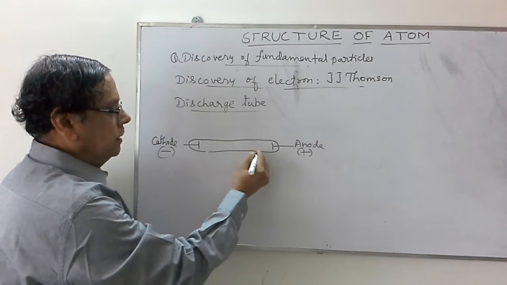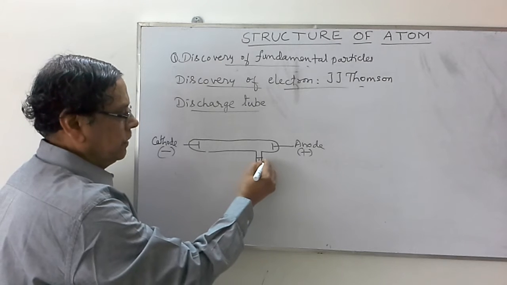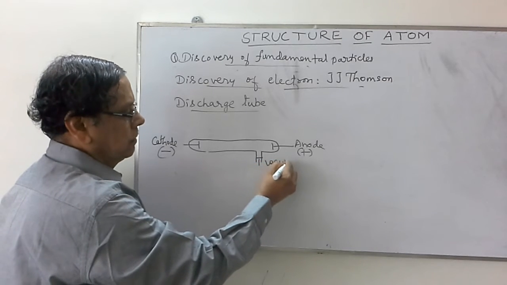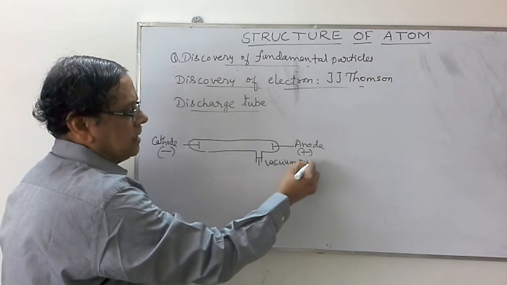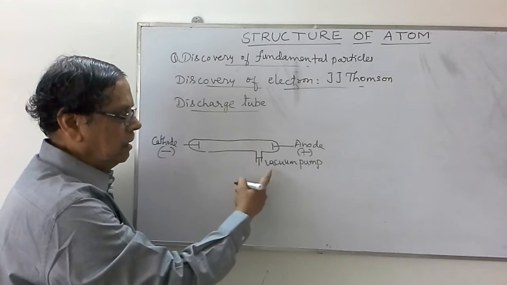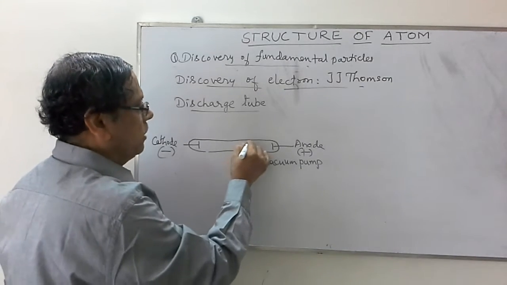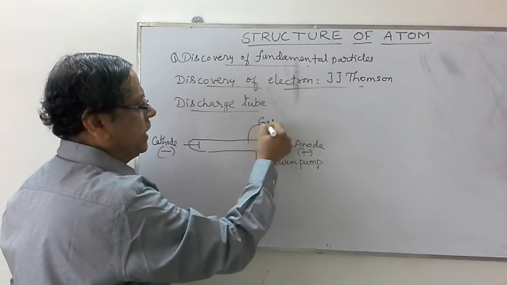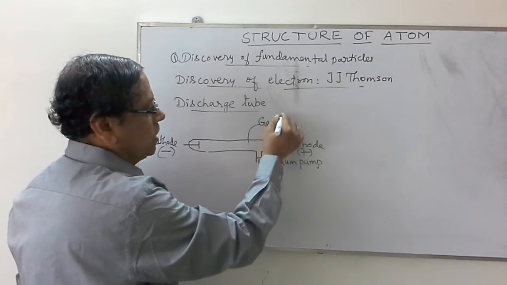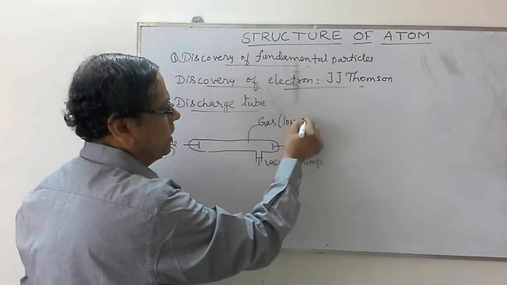Now we have to take a vacuum pump attached to this one. This is vacuum pump. To remove the gas or decrease the pressure of the gas inside this vessel or discharge tube, we have to connect this to the vacuum pump. Here we have to take any gas. The pressure of the gas is maintained at very low. So it is maintained at low pressure.